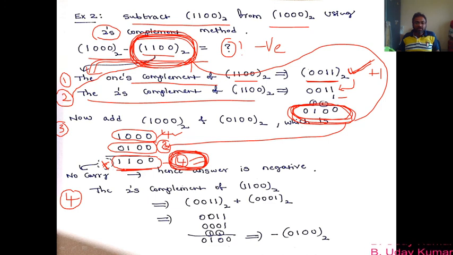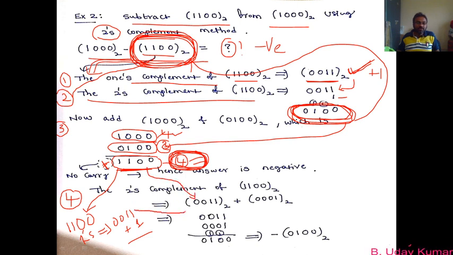Now since the answer is negative, we have to write its 2's complement. To write its 2's complement, what do you do? First you have to write its 1's complement and then add 1, right? So that you have to do. Now 110 is the answer that we got at the third step. So write its 1's complement first. And the 1's complement is 0011. This is the 1's complement. And 2's complement means you have to add 1 to the 1's complement. That is what we have done here, right? Check it out. So the 1's complement of 110 is 0011.